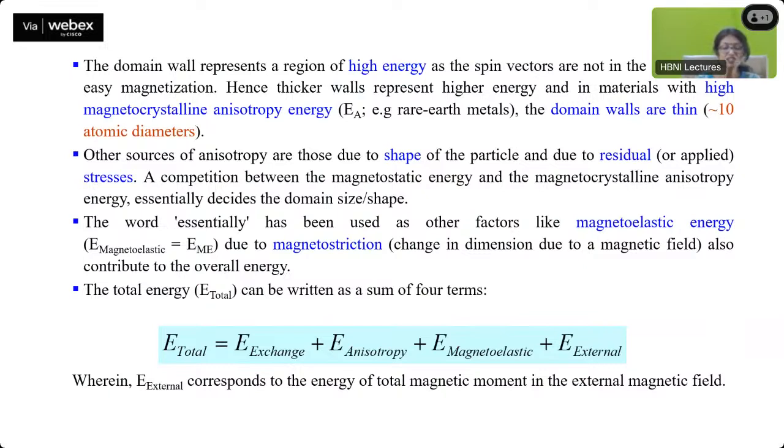So the total energy in case of this kind of magnetic ferromagnets or magnetic material is written as a sum of four different terms. One is exchange energy, the other is anisotropy energy, magnetoelastic energy, and then you have external energy. The external energy corresponds to the energy of the total magnetic moment in the external magnetic field.